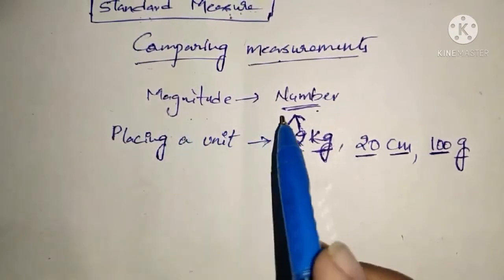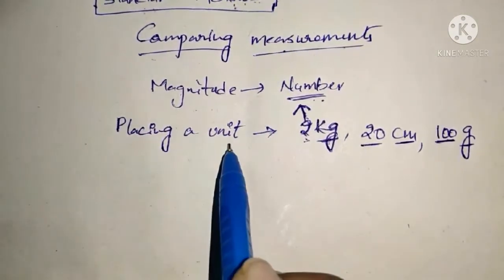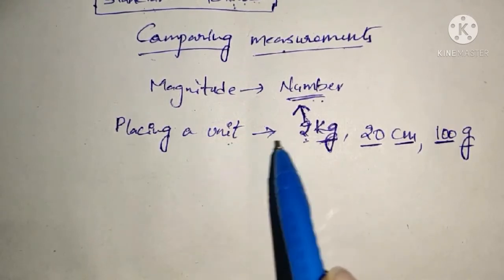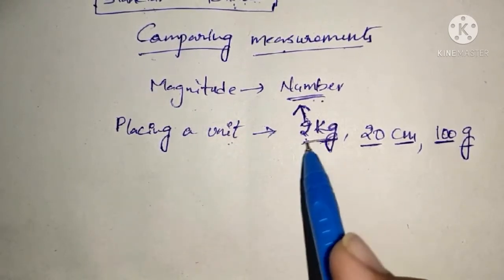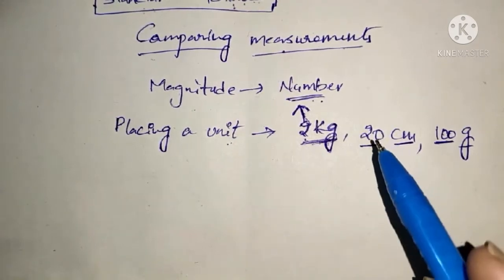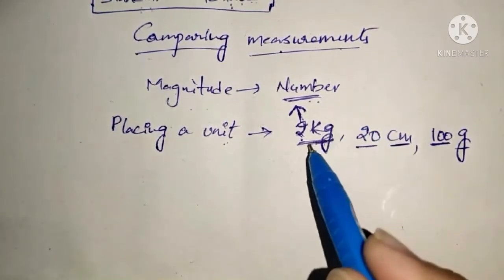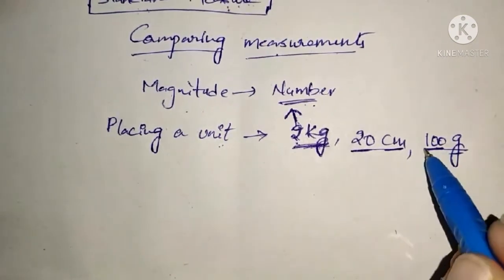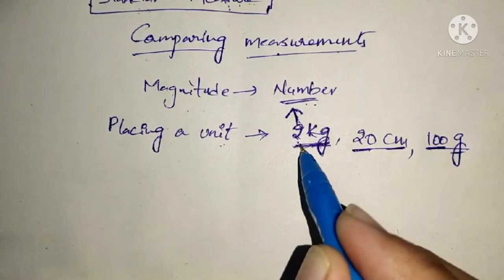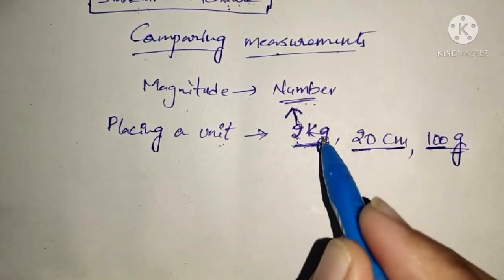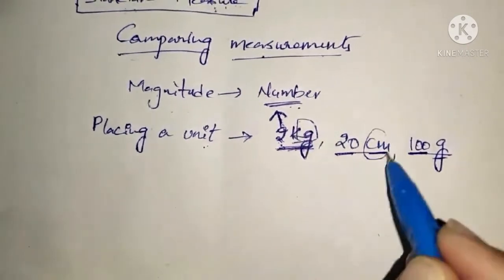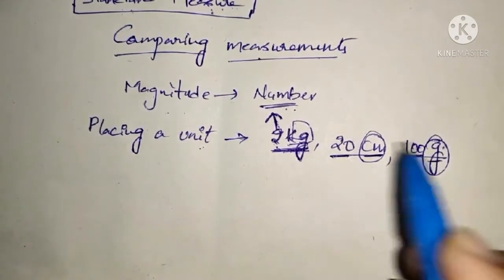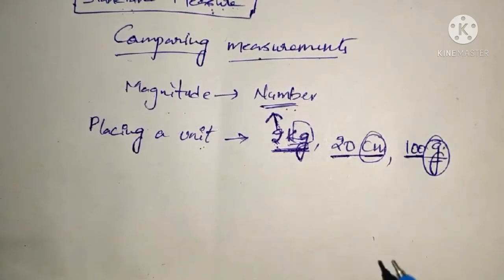And what is magnitude? Magnitude is nothing but a number, and the units are placed on the right side of the magnitude for every physical quantity. You will come to know what a physical quantity is in the next part. So in the examples 2 kg, 20 centimeter, 100 grams, the 100, 20 and 2 are the magnitude. Towards the right side of the magnitude we are using kg, centimeter and grams. This is the placement of the units.